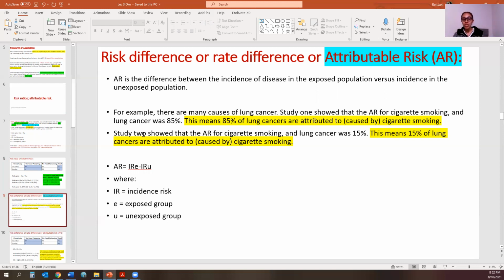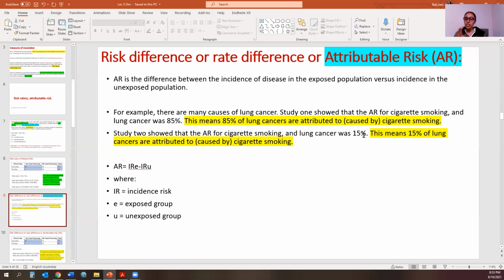Then you may have some other study, and they may show that cigarette smoking as a cause of lung cancer was only 15%. So what does this mean? It means that in this second study, in this population, cigarette smoking is responsible for only 15% of lung cancer, meaning there are many other variables out there which are responsible for people getting lung cancer in study 2.